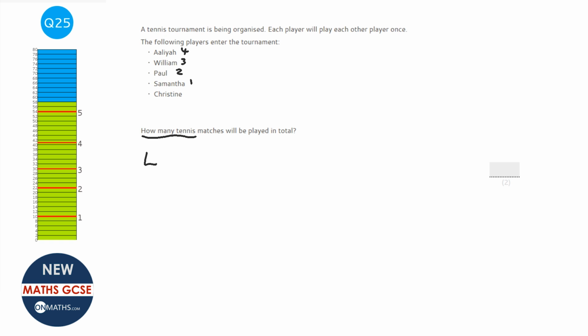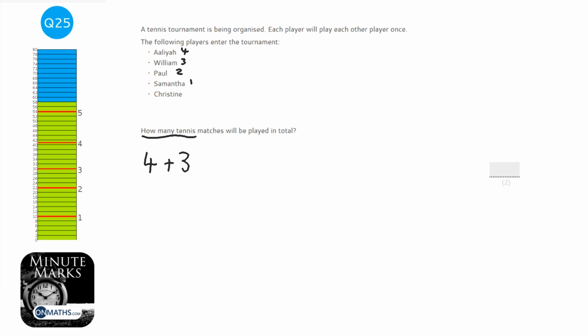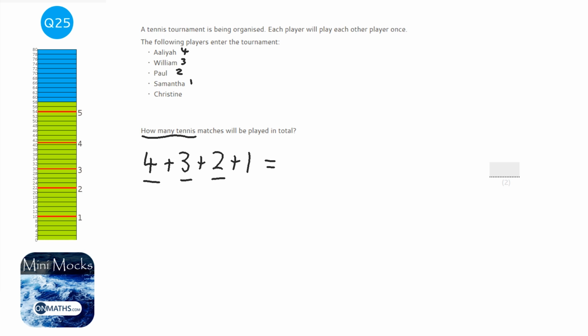So, we've got the 4 matches Aire's going to play, 3 matches that William's going to play, not counting the one we've already counted from Aire, plus the 2 Paul's going to play, plus the other one that Samantha's going to play. So 4 plus 3 is 7, plus 2 is 9, plus 1 is 10. So in total there are 10 different matches going to be played.